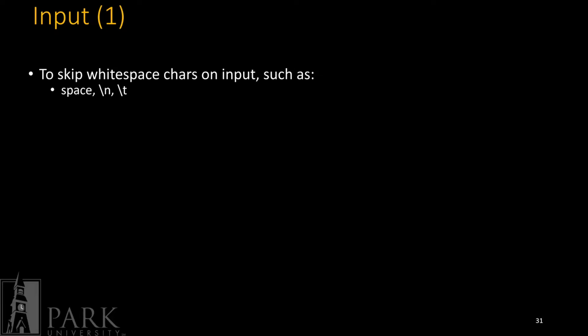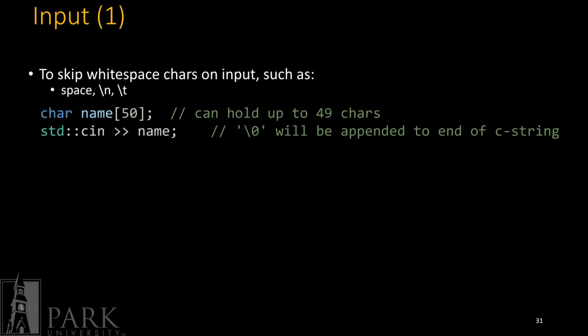Now, to input a C string without any white space characters, we can use the stream extraction operator. Remember, there must be a spot for the null character, so this character array of size 50 can hold up to a C string of 49 characters. When you input a C string, a null character will automatically be appended at the end. So if we create a variable called name that stores 50 things, minus 1 for the null character, so 49, then we can read in up to 49 characters to store in that array.